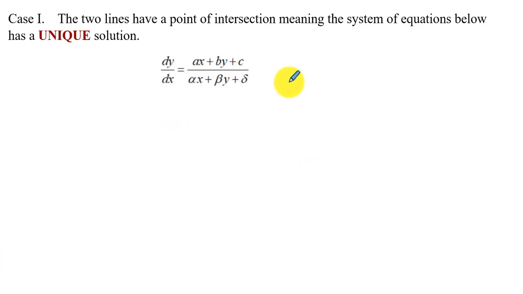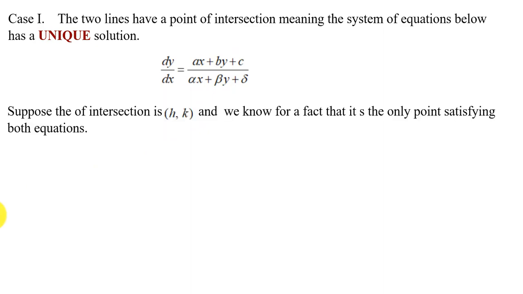Now let's look closely at the case where the two lines forming this part of the equation have a point of intersection, and suppose that the point of intersection is (h, k). By saying the point of intersection (h, k), we actually mean that the point (h, k) satisfies the system of equations given here. So if we substitute h and k in the equations, we'll get the two equations making 0.